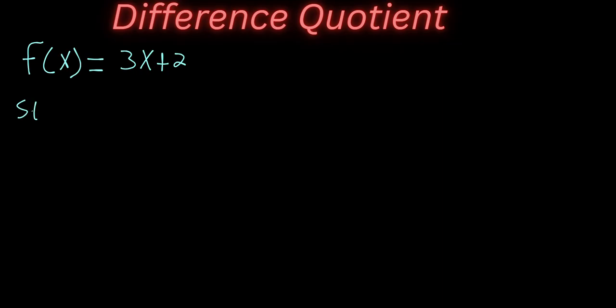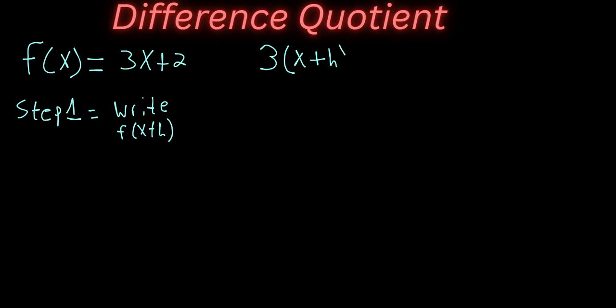So our step 1 is going to be to write f of x plus h. So x plus h is going to replace x in this equation. So we're going to have 3 times x plus h, plus 2.